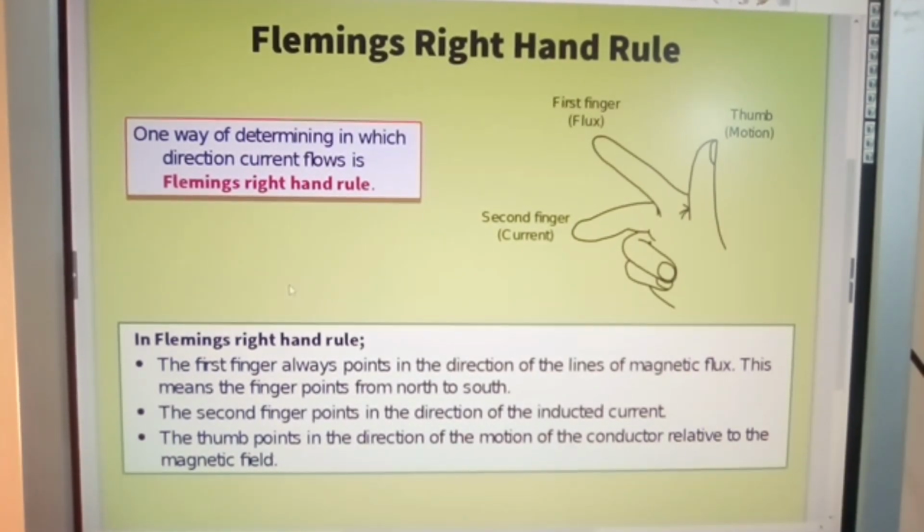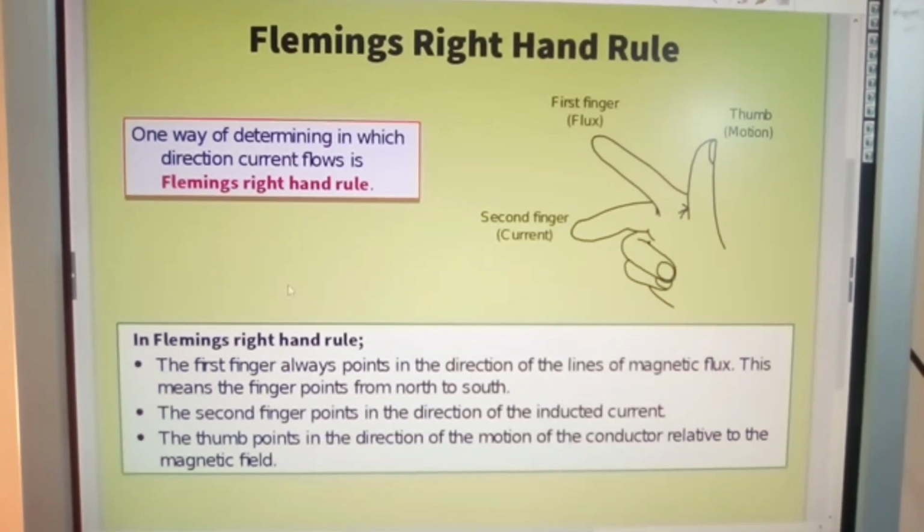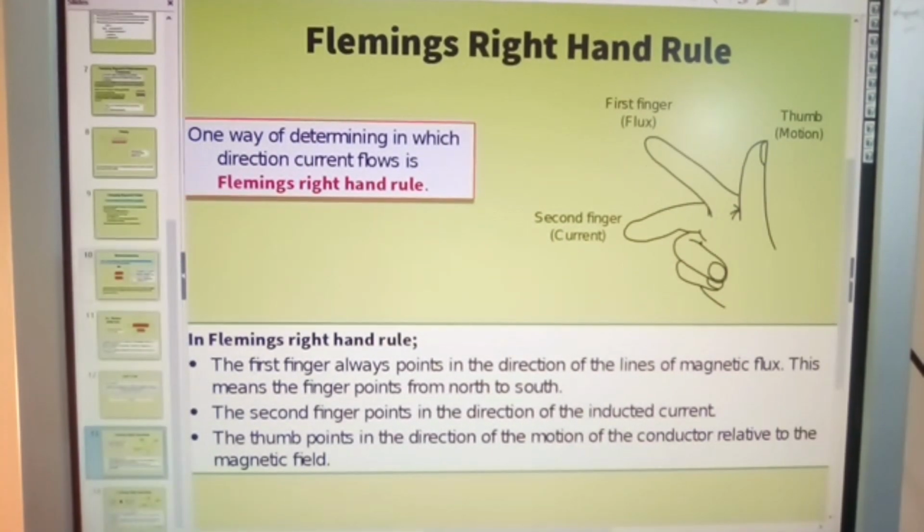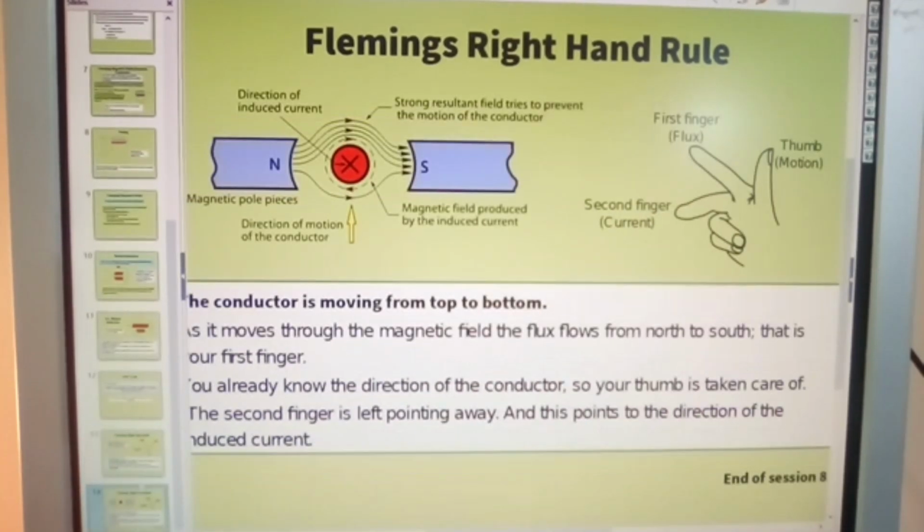So the thumb points in the direction of the motion, so you can have a rotational motion here of a conductor relative to the magnetic field. From my perspective, I would look at that as rotating in a magnetic field. That would just be my little learning note for me, to keep it in mind.